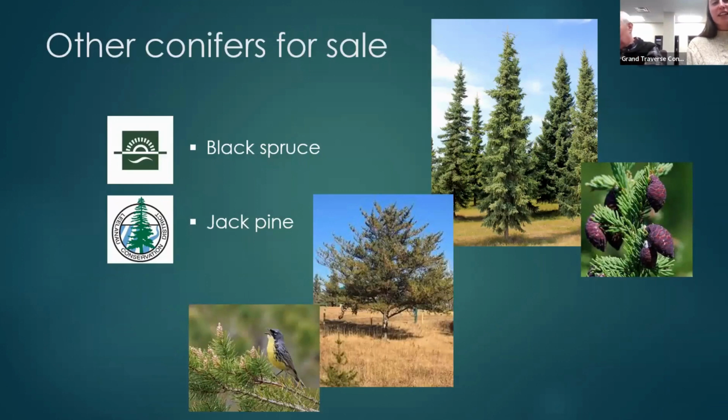Some other conifers that a couple of the conservation districts sell. Grand Traverse also sells black spruce. That's another that hangs out in wetter soils. It's also a slower growing tree. And Leelanau Conservation District sells jack pine. That one you see a lot. I've seen big patches of it in the central part of the state. It's more in an oak open complex where fire used to go through. But they're also the prime habitat for Kirtland's warbler. Those are some other conifers that are for sale too.